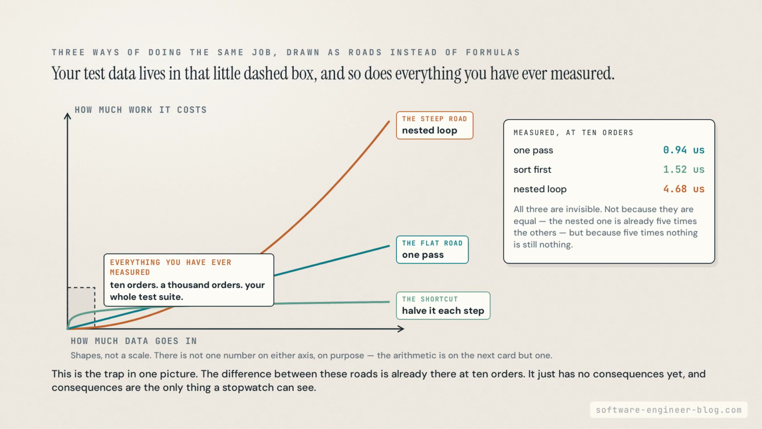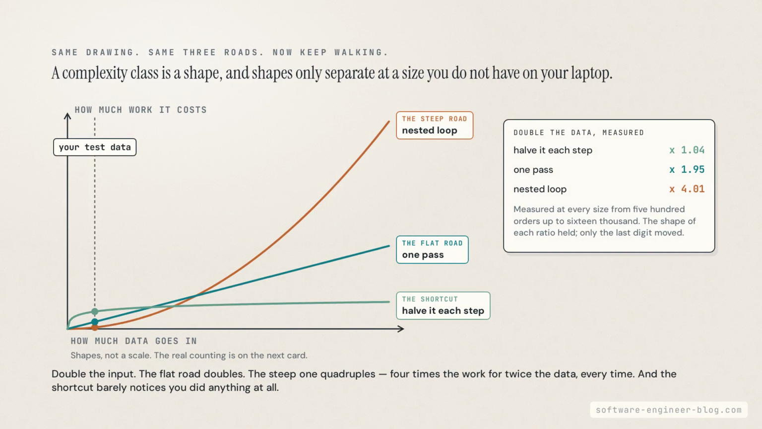The difference is already there. The nested loop is already 5 times slower at 10 orders. It simply has no consequences yet, because 5 times nothing is still nothing. Same drawing, same 3 roads. Now keep walking. Here is the sentence to remember. A complexity class is a shape, and shapes only separate at a size you do not have on your laptop.